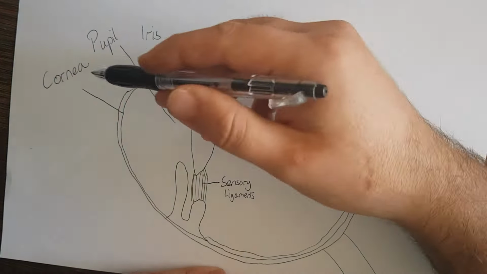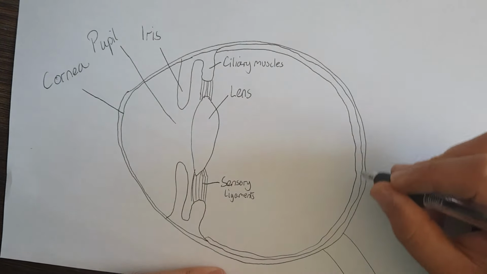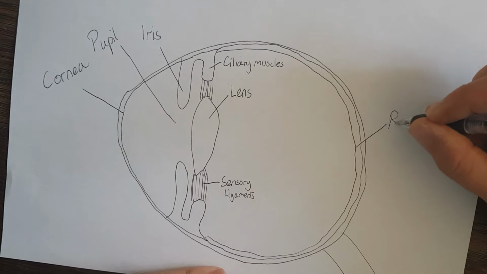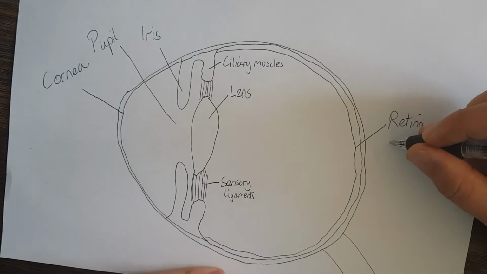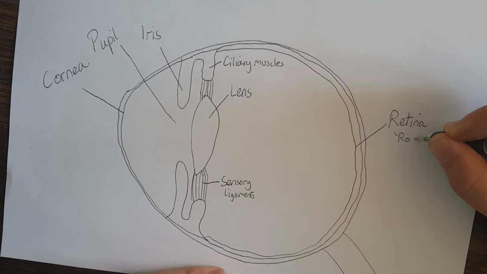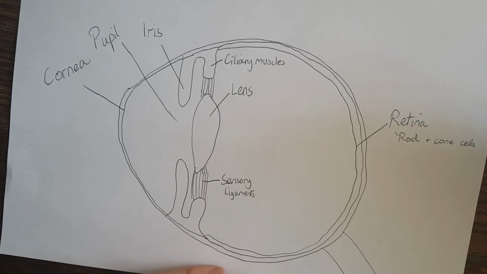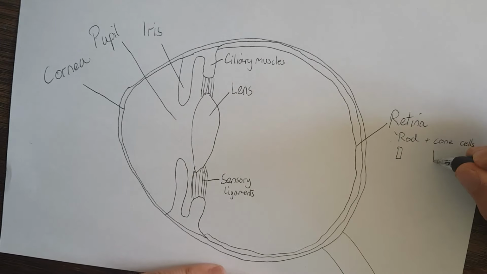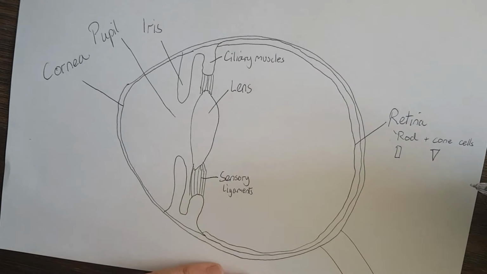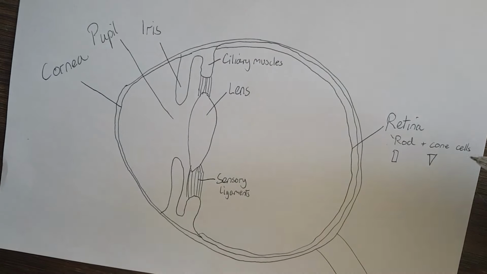As the light goes through, it will then hit the back of the eye, and we have this bit here, which is called the retina. Now the retina has rod and cone cells on it. The rod and cone cells are our nerve cells that detect light. They're called rod and cone cells because they are shaped like rods and like cones. They detect different amounts of light. We get colour and black and white. We can then get an image.